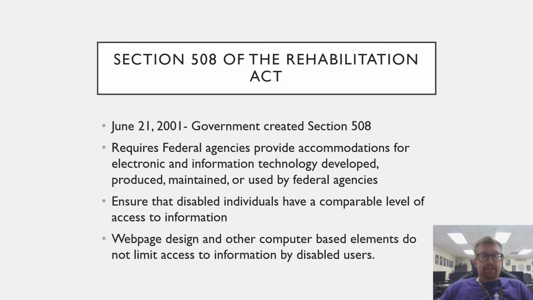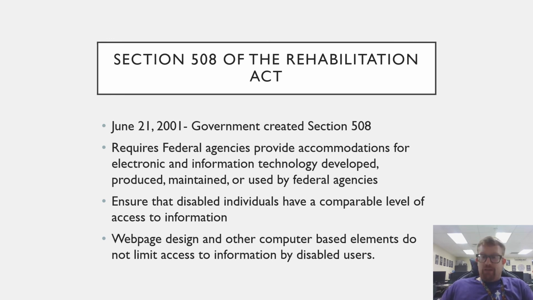All right, next is Section 508 of the Rehabilitation Act. This was presented in June 21st, 2001, goodness. It created what's called Section 508 of the Rehabilitation Act. It requires federal agencies to provide accommodations for electronic and information technology developed, produced, maintained, or used by federal agencies. This is a federal specific requirement of an act, okay?